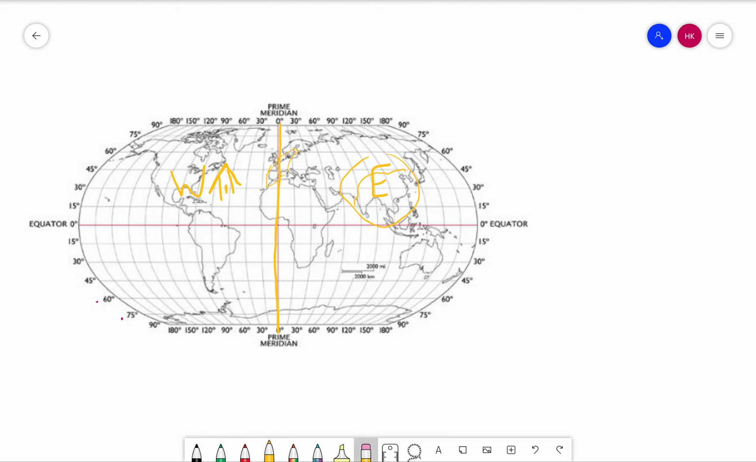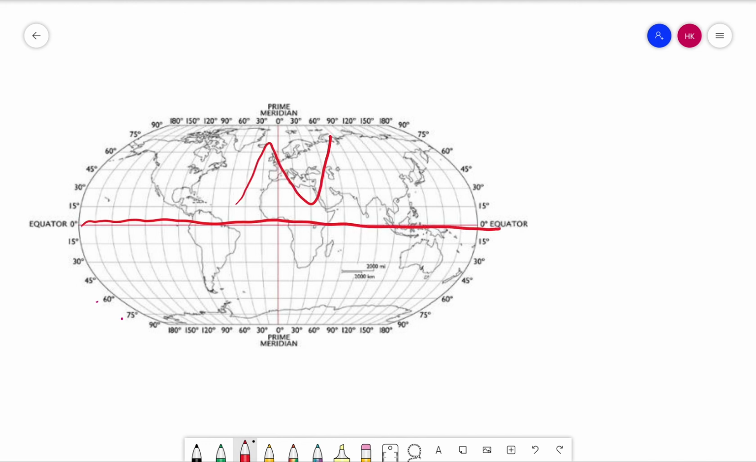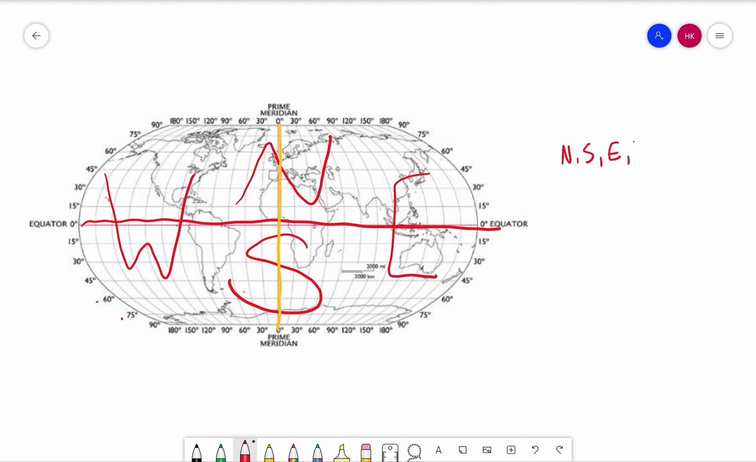Okay, so one more time. This is the northern hemisphere. This is the southern hemisphere. But then you divide it again, and you have the eastern hemisphere and the western hemisphere. Okay, and so your next words are going to be north, south, east, and west, and that is your order. So it has to be north, south, east, and west to add to the other two words.